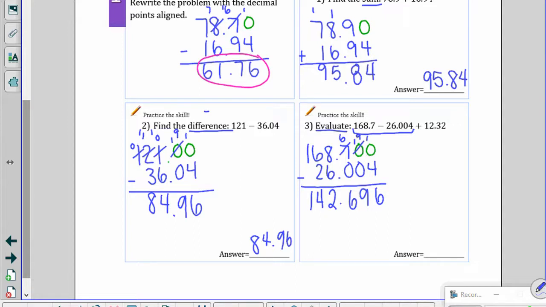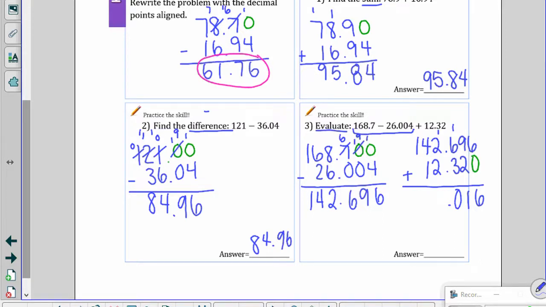Now we're going to add that 142 and 696 thousandths to 12 and 32 hundredths. Okay, just like I've done before, let's put in our placeholders. Here we go. All right, 6 plus 0 is 6. 9 plus 2 is 11. 1 plus 6 is 7. Plus 3 is 10, so there's our carrying. Don't forget our decimal point there. 1 plus 2 is 3. Plus 2 more is 5.